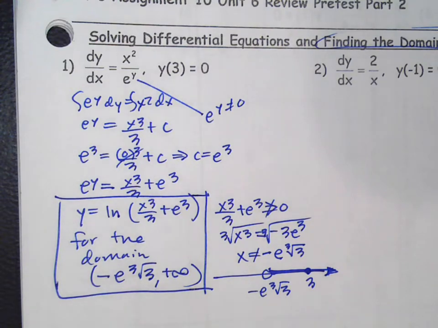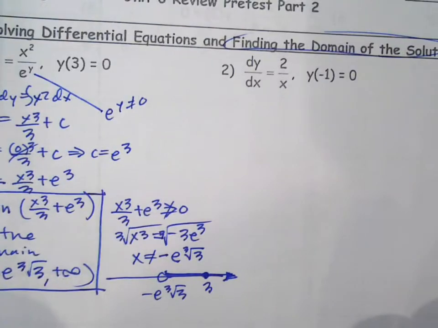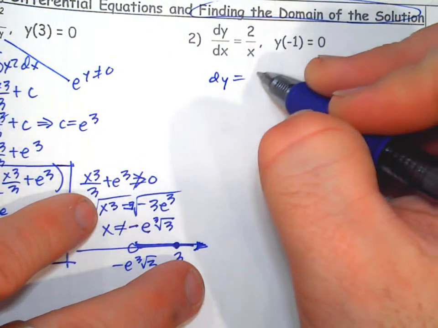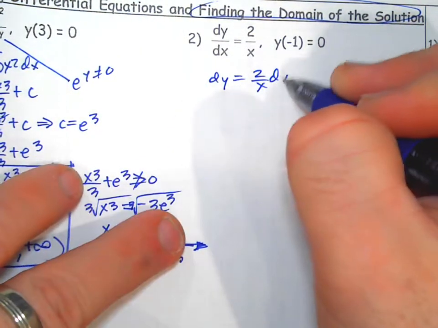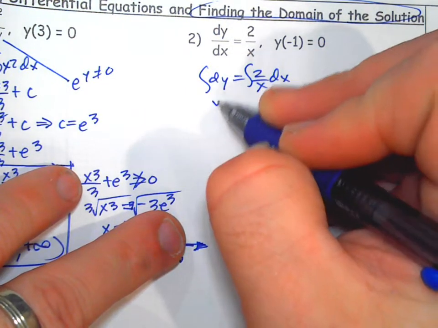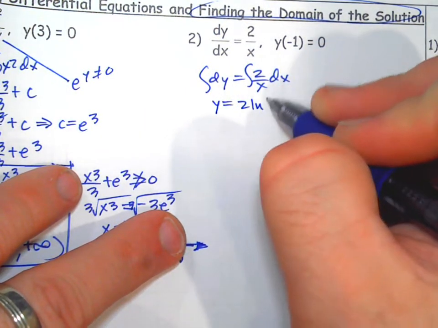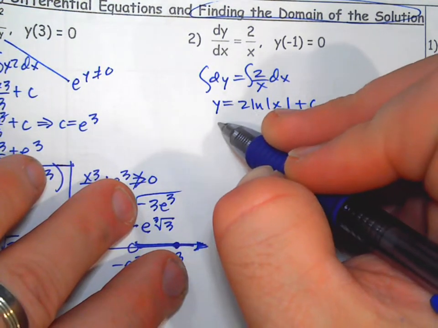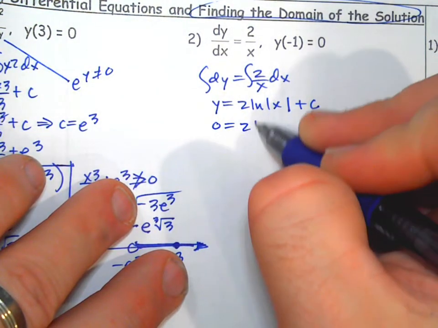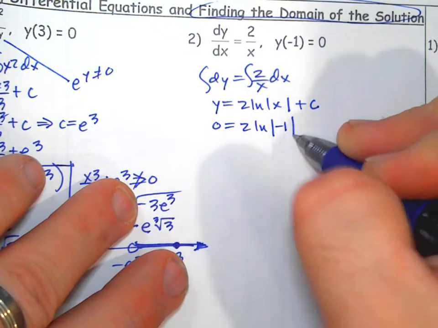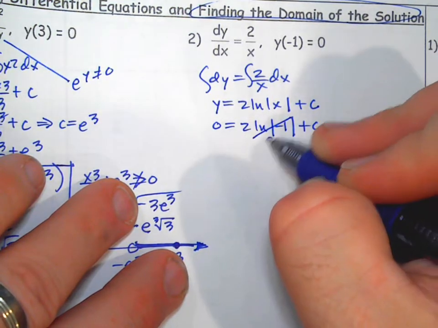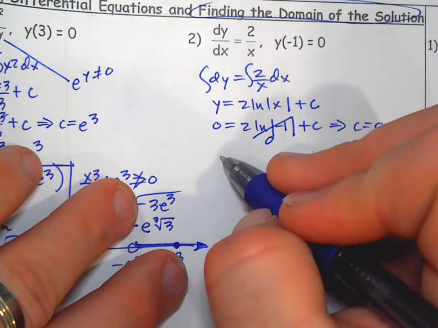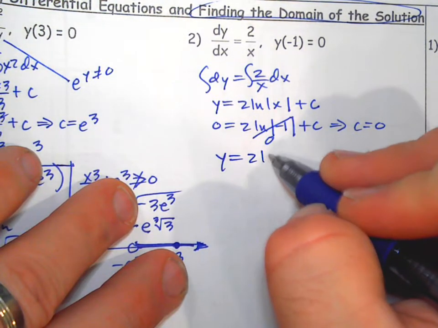All right. Okay, number 2, separate the variables. Pretty easy to do this time. Integrate both sides: y equals 2 natural log of the absolute value of x, plus c. Plug in the initial condition. Natural log of positive 1 is 0, so c equals 0. y equals 2 natural log of the absolute value of x.